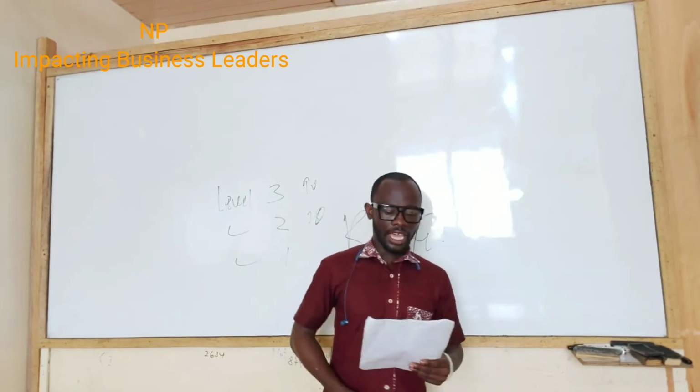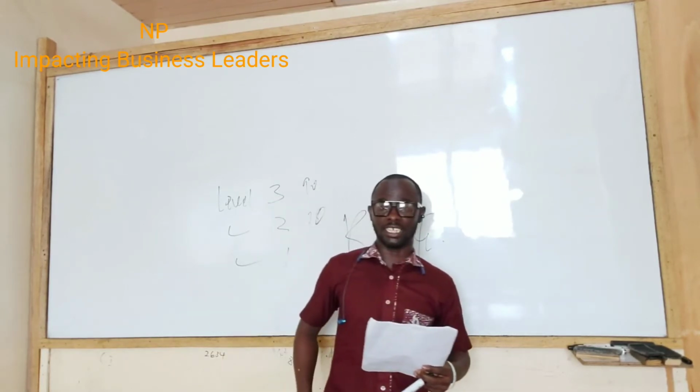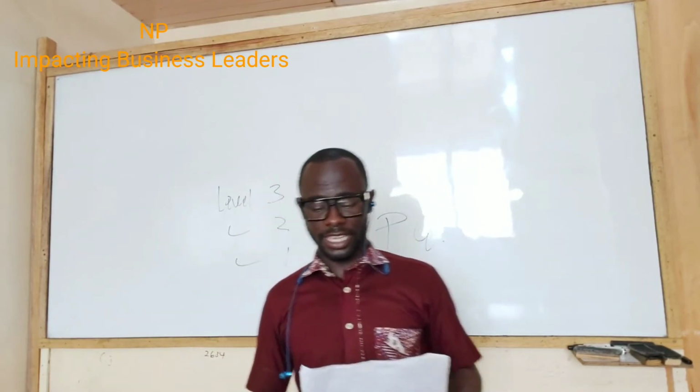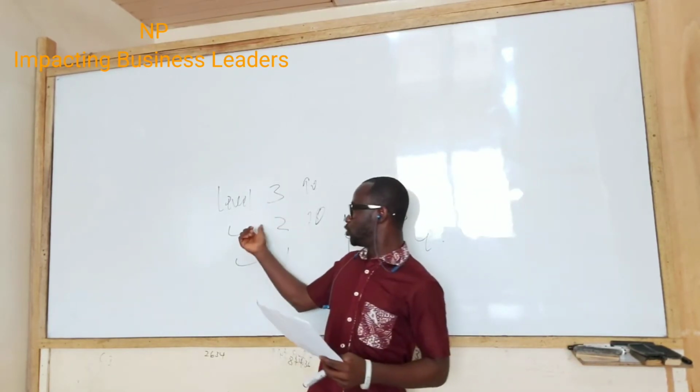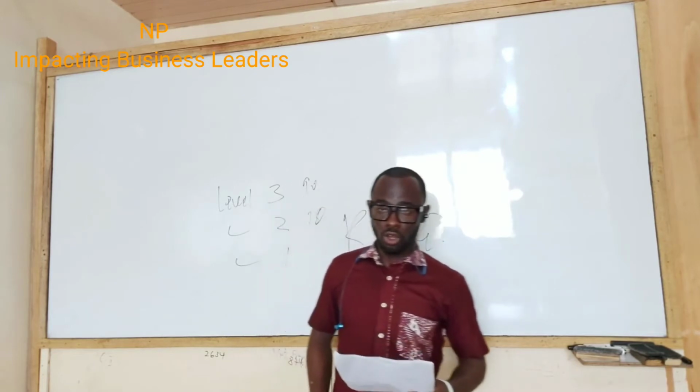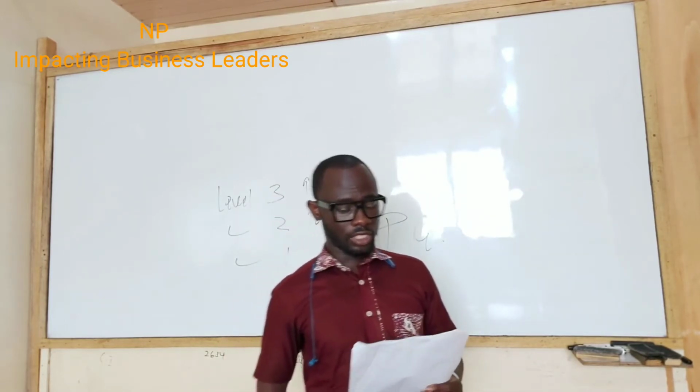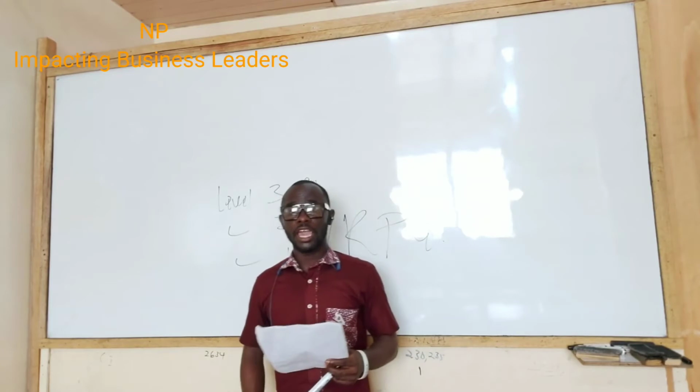IPSAS 26, impairment of cash generating assets. This is based on IAS 36, impairment of assets. That is a level 2 standard, so you need a working knowledge and a broad understanding.